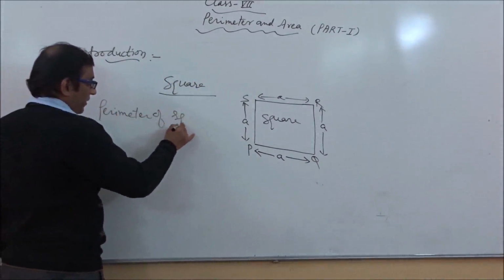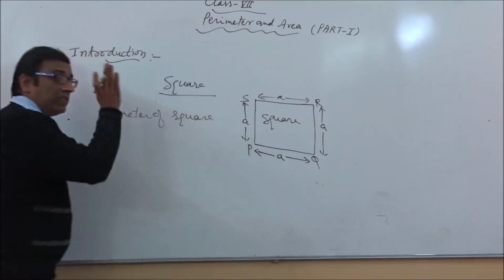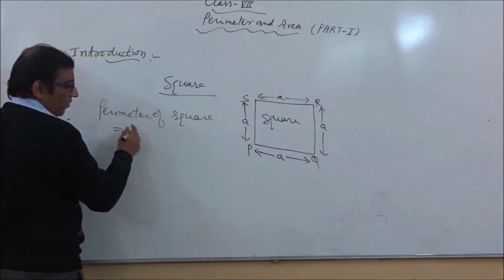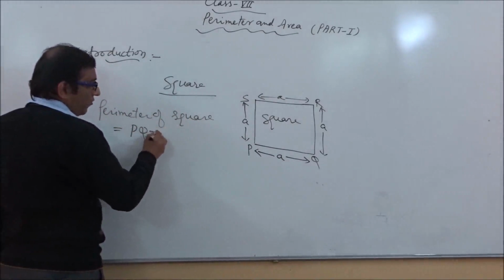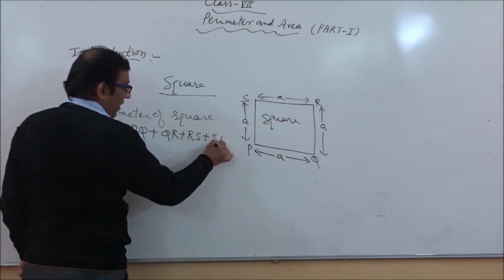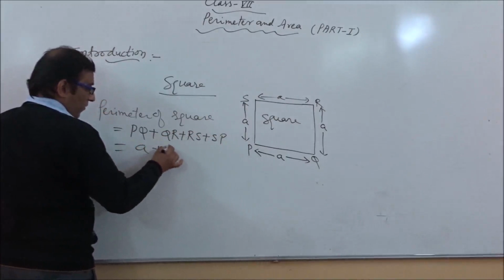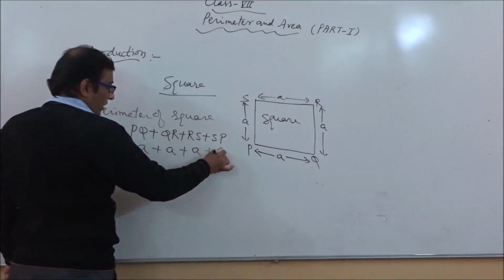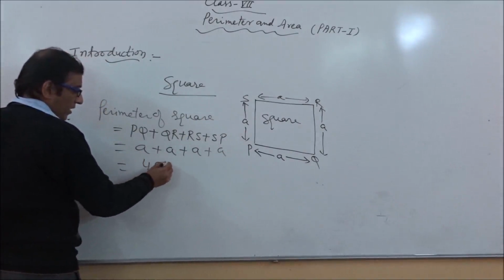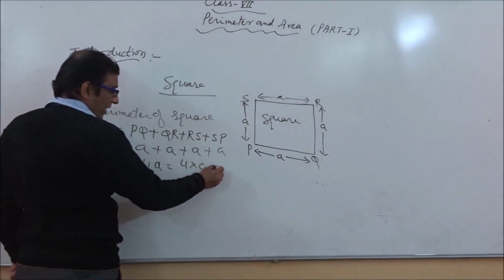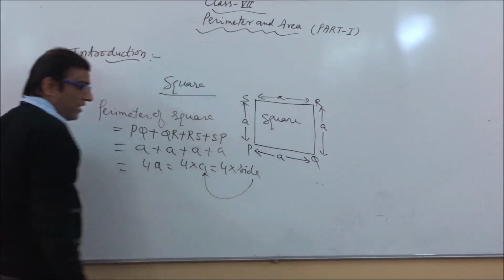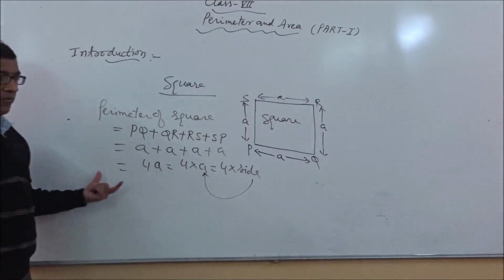So this time the shape is different. Earlier it was a rectangle and this time it is a square. So again it is the sum of all the boundaries, that is PQ plus QR plus RS plus SP. So we can say A plus A plus A plus A. It becomes 4 into A, or we can say 4A, and it can also be written as 4 into side. It means here A is the side. So this is the perimeter of a square.